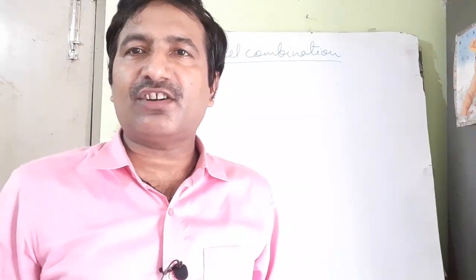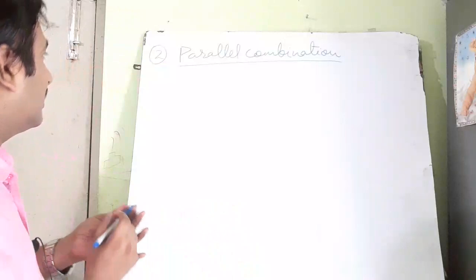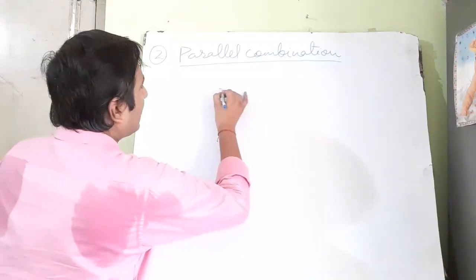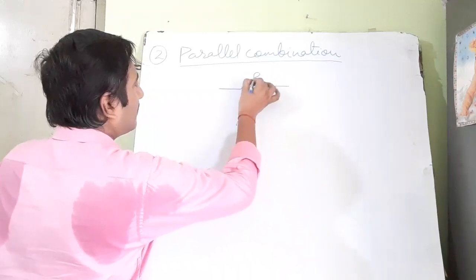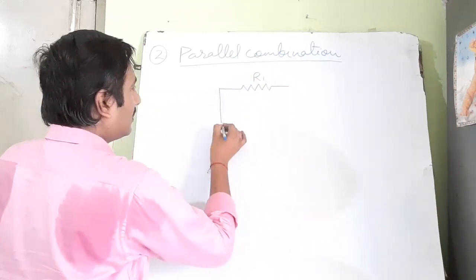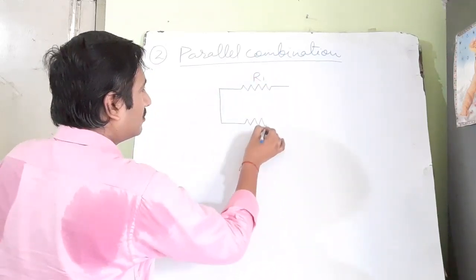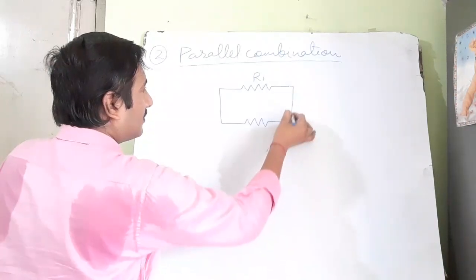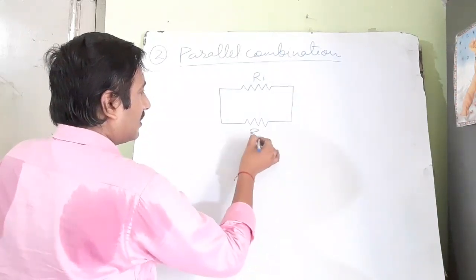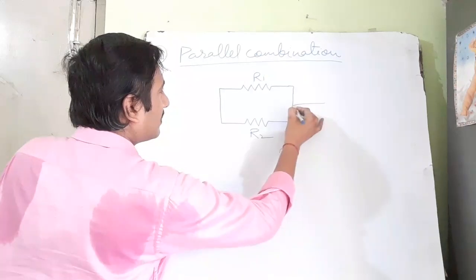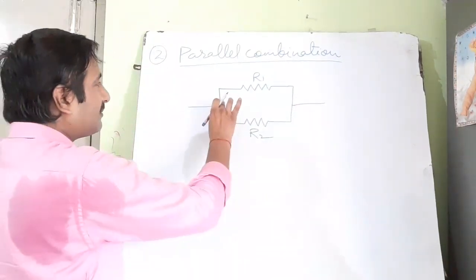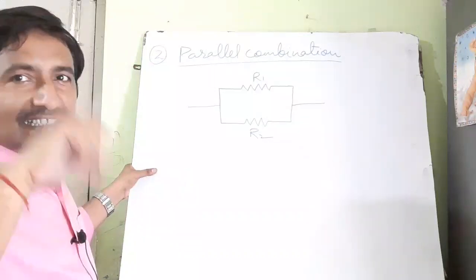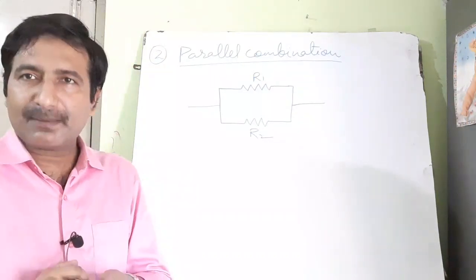Parallel combination of resistance. Suppose there are two resistors of resistances R1 and R2 connected in parallel to each other. How can you understand that they are in parallel? I discussed all these whenever I was discussing capacitor.